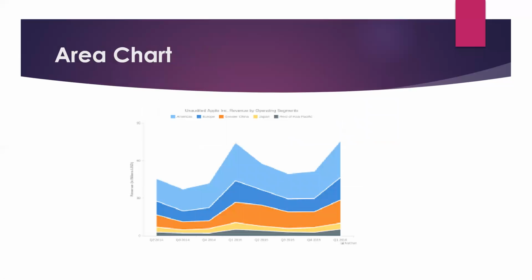Next, let us see the area chart. This is one example of an area chart. An area chart displays the changes in values over a period or category. So an area chart displays changes in values depending on the period, range or categories.